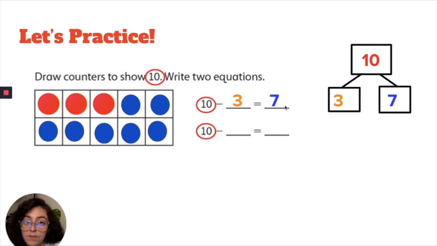And just like our previous problem, the parts can be switched. Not the whole, but the parts can be switched. So we have 10 minus 7 equals 3. Great job, scholars. Kiss your brains. You did a great job. Continue practicing these by doing your extra practice so you can become fluent in adding numbers within 10. Great job, scholars.